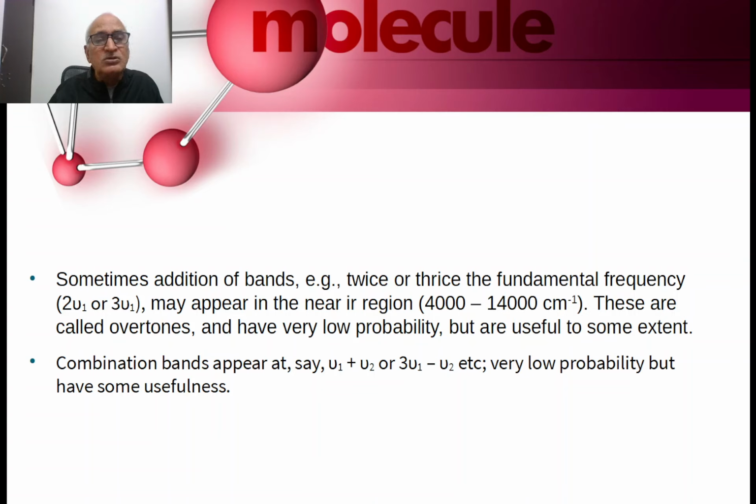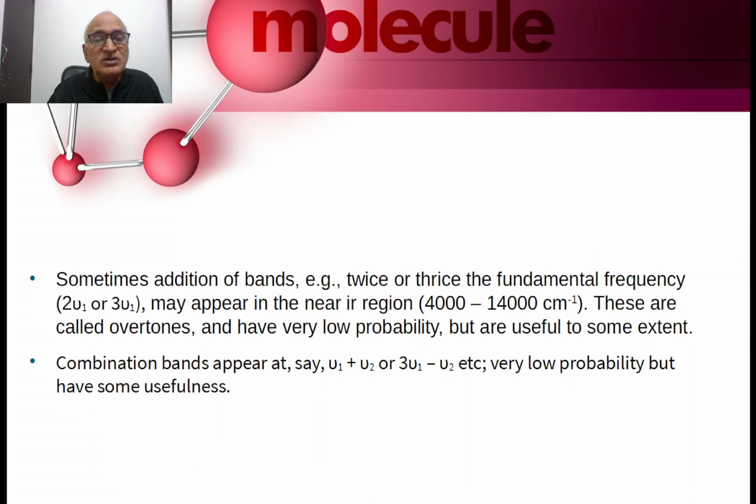Overtone means two identical frequencies undergo constructive interference. Then the band appears at twice or at thrice the original frequency. Such incidents are very rare, have very low probability, but they are often present there. And in some cases, particularly in the case of aromatic compounds, they provide some useful information.